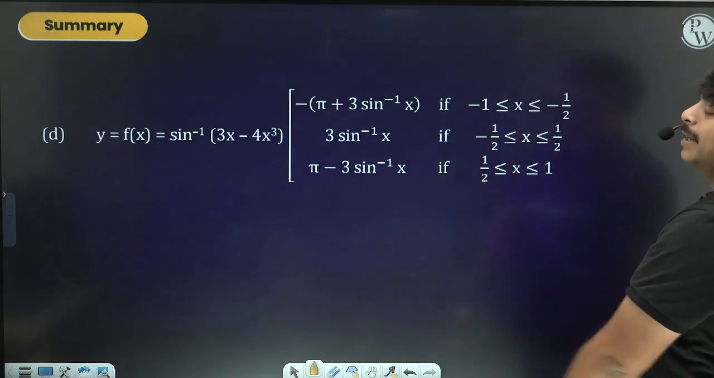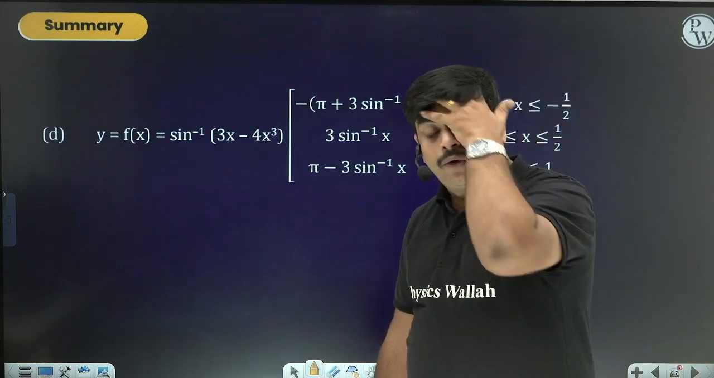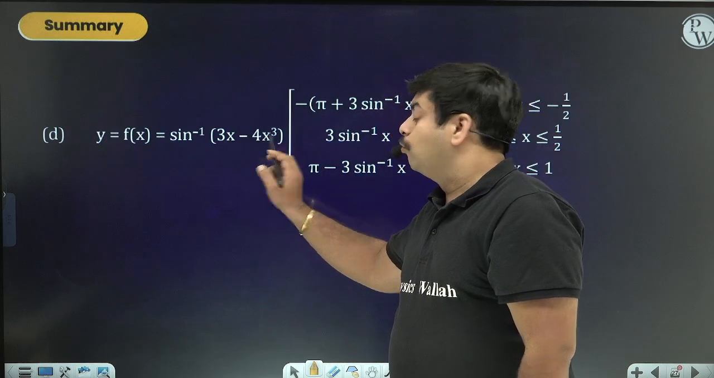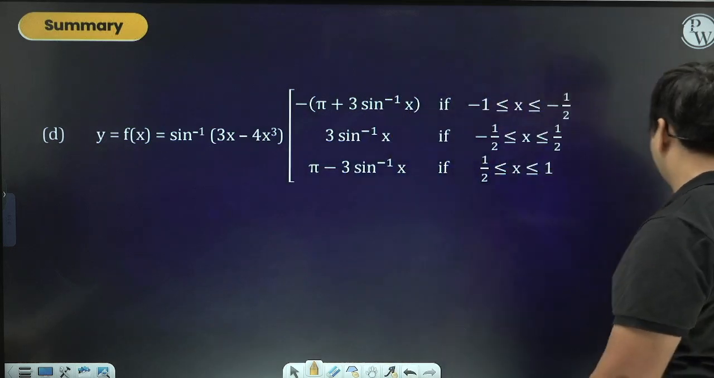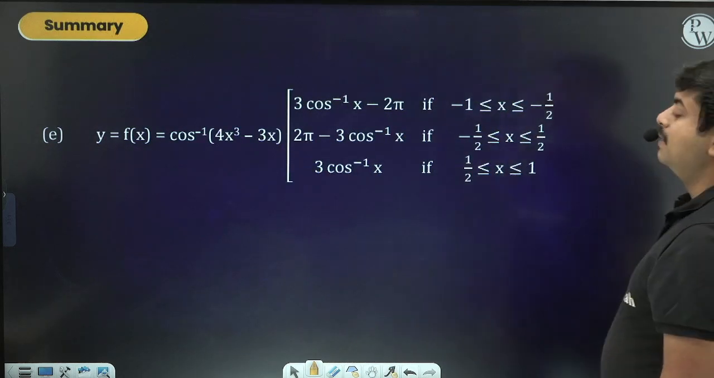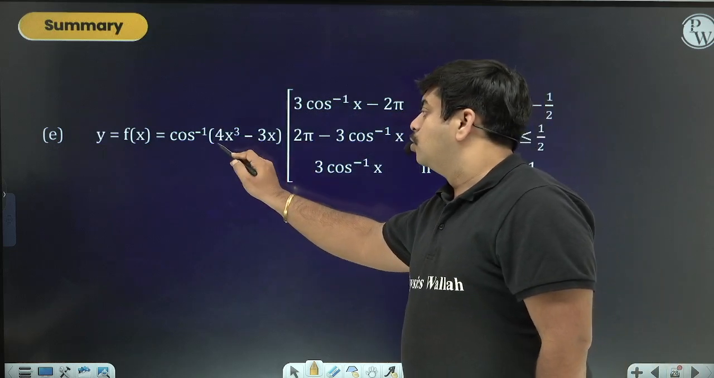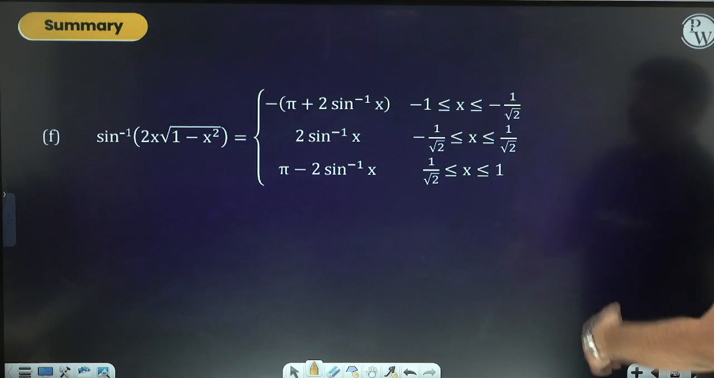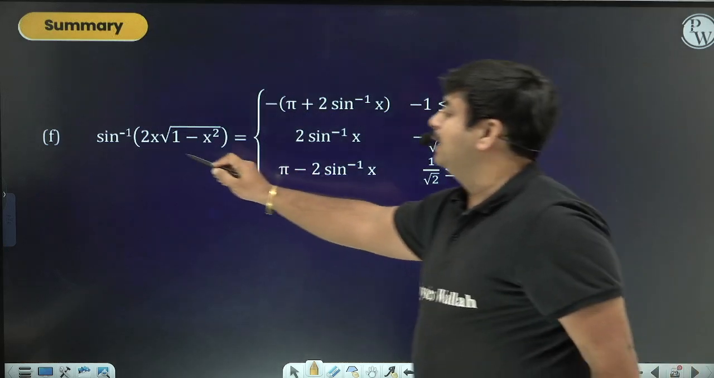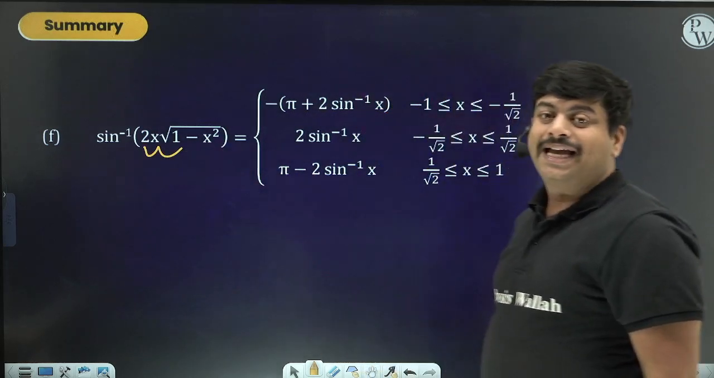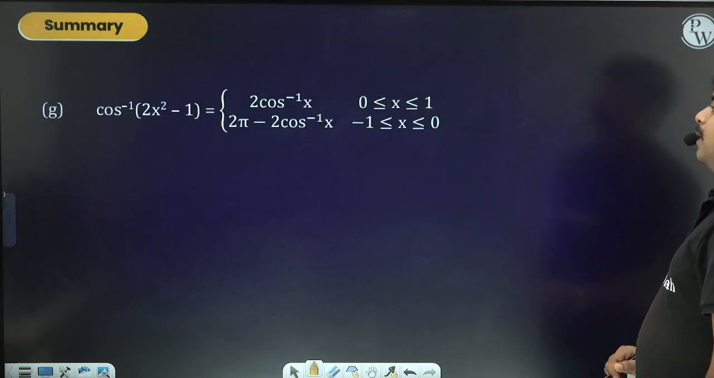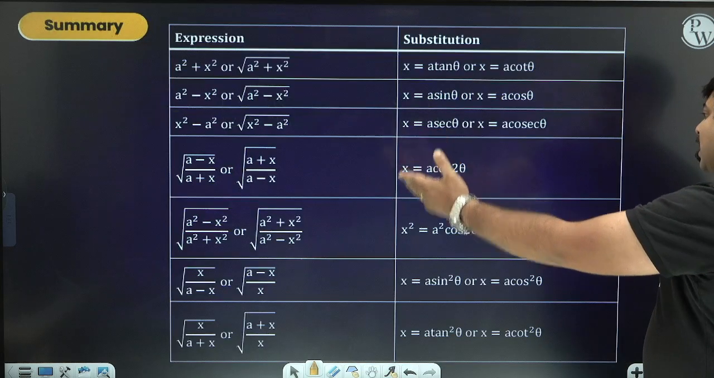Sin inverse 3x minus 4x cube, sin 3 theta formula. What is sin 3 theta formula? 3 sin theta minus 4 sin cube theta. Okay, remember that. What next? Cos inverse of 4x cube minus 3x, so cos 3 theta formula kind of, right? And what else? It's like 2 sin theta cos theta, sin 2 theta formula kind of. The same way cos inverse 2 cos square minus 1.